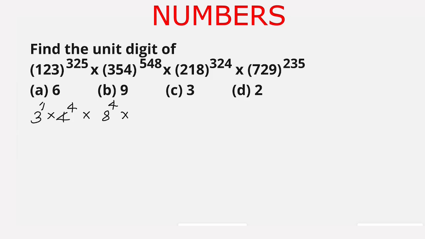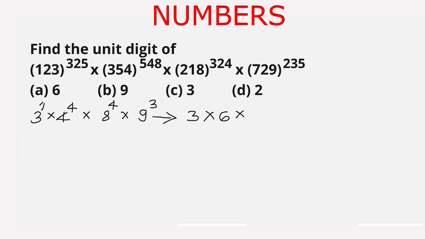Multiplied by 729, the ones place digit of 729 is 9, and we divide 235 by 4. 35 when divided by 4 leaves the remainder 3, as 8 times 4 is 32, and 35 minus 32 is 3. So 3 to the power 1 is 3, multiplied by 4 to the power 4 is 256, which has ones place 6, multiplied by 8 to the power 4.